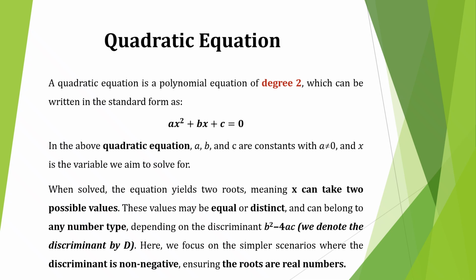Obviously x will carry two values. The values can be equal, or can be distinct. It all depends on the values of a, b, c. We call a term the discriminant, that is b square minus 4ac, and this should be a non-negative term for this particular lecture. So we focus on the simpler scenarios here where the discriminant is not negative, ensuring the roots are real numbers.